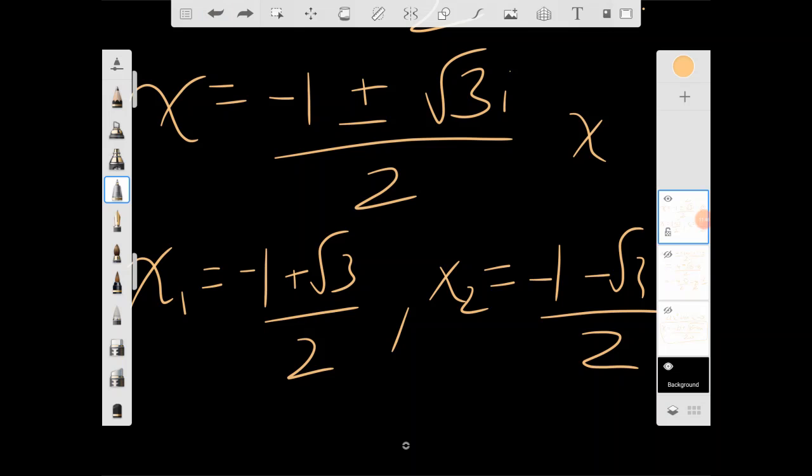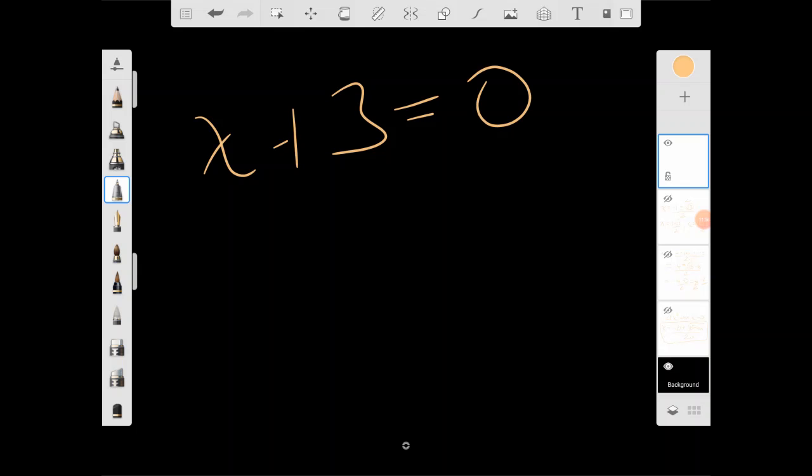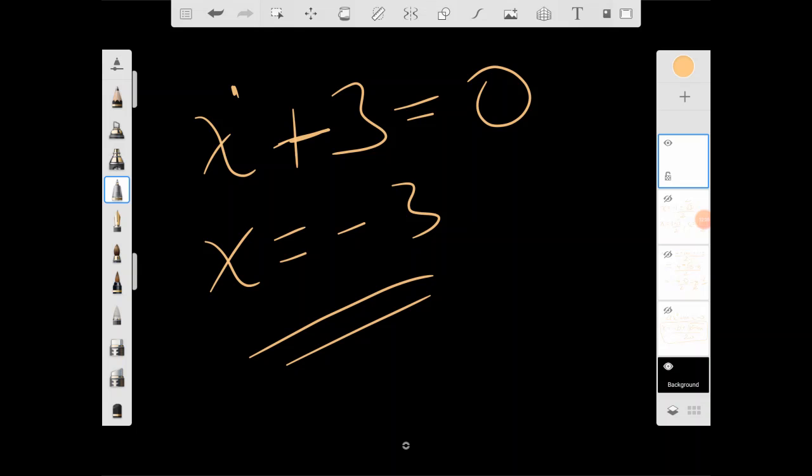For example, x plus 3 is equal to 0. The maximum degree is 1 only here, right? X to the power 1. So how many roots are there? X is equal to minus 3. See, only one root.